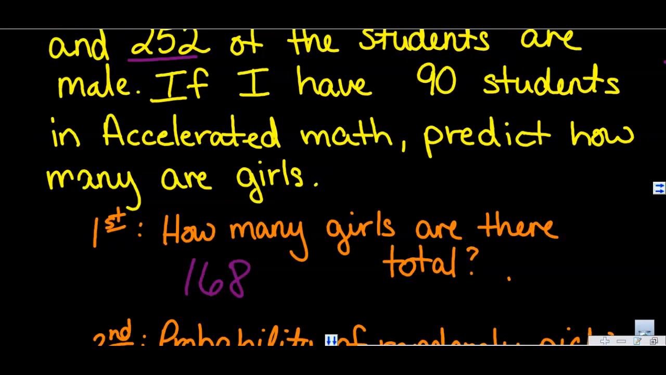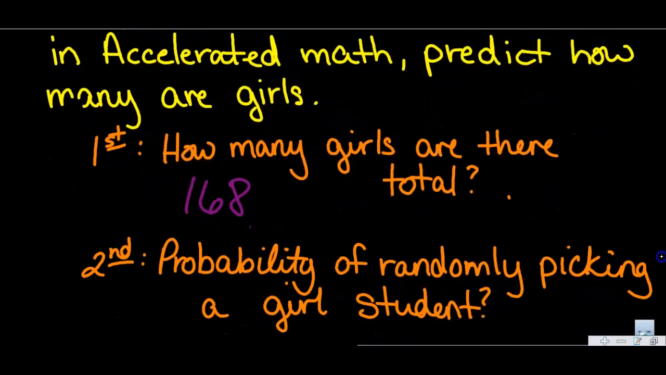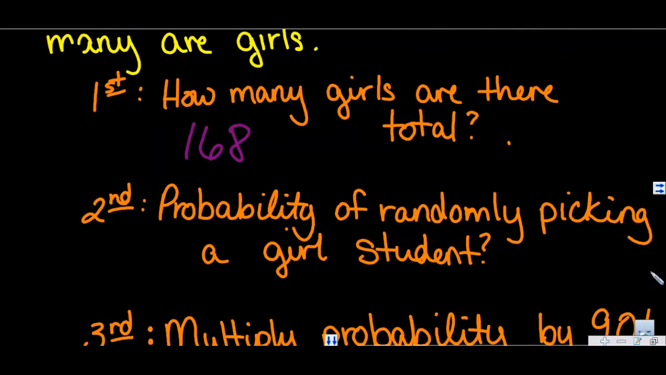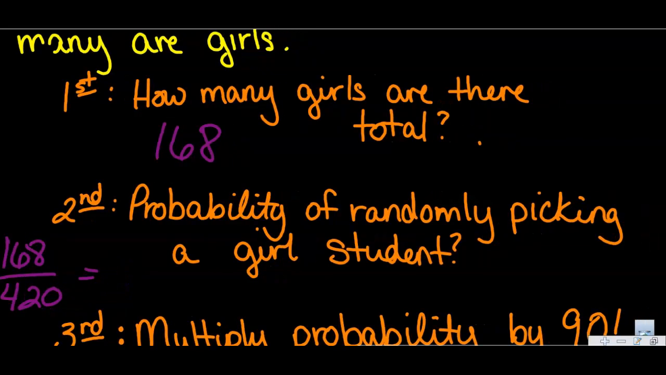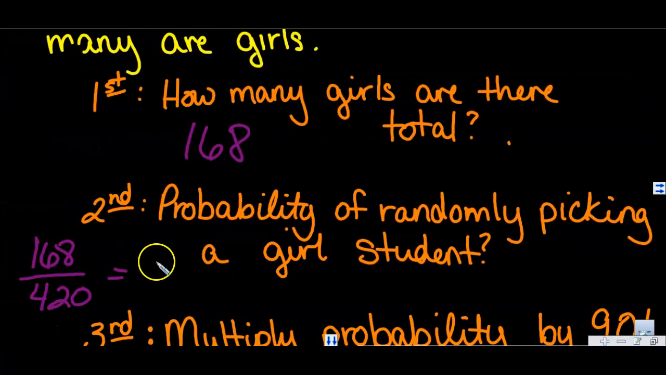Now that I know how many girls there are total in 7th grade, I can find the probability of just randomly picking a girl student. There's 168 girls out of a total of 420. Once I simplify that, I get a probability of 2/5, or 40%. So 40% of the 7th graders are girls.